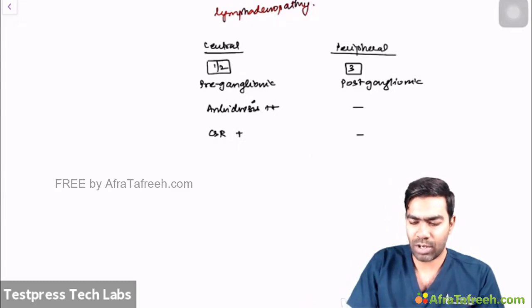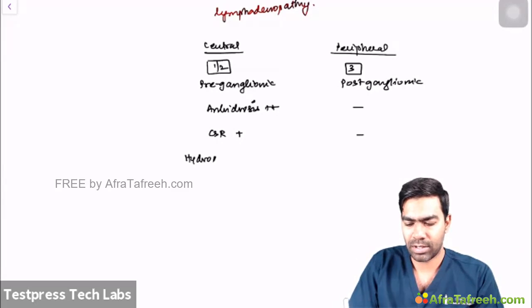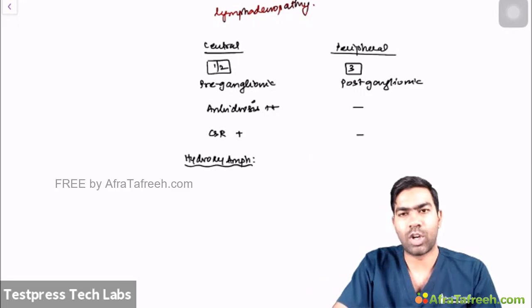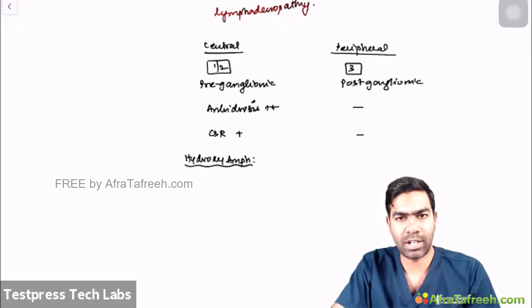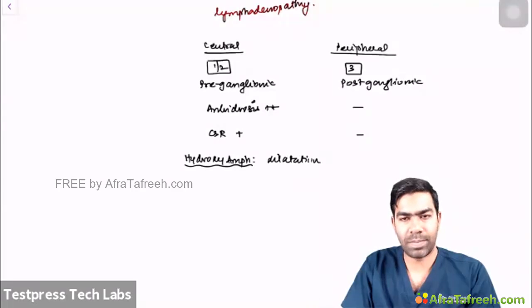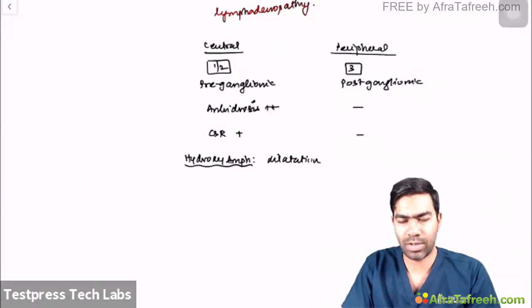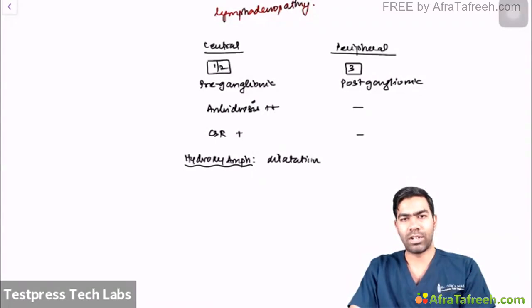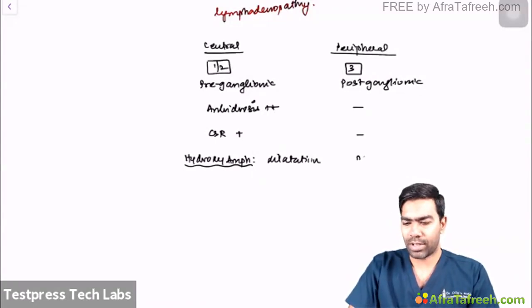Then we have something called a hydroxyamphetamine test. Amphetamine increases the noradrenaline concentration in the synaptic terminal. So when you give a hydroxyamphetamine test, usually you will get dilatation of the pupils with central Horner, which means the patient will have miosis, small pupils. If you give hydroxyamphetamine, there will be dilatation in the setting of a central Horner, but there will be no effect in the setting of a peripheral Horner.